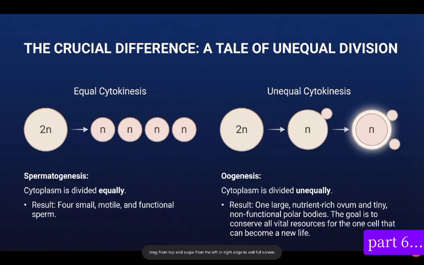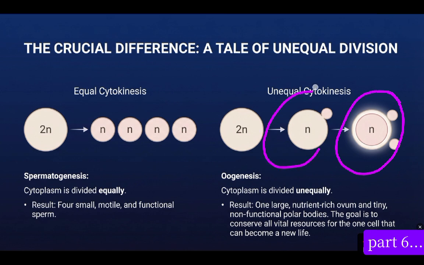Let's go there, which I've already explained. Spermatogenesis and oogenesis: cytoplasm is divided equally. So in spermatogenesis, the cytoplasm is divided equally. In oogenesis, the cytoplasm is not divided equally. It is unequal because we are forming a polar body and an oocyte, which is a secondary oocyte. The polar body has a little amount of cytoplasm. For this reason, the cytoplasm is not shared equally.